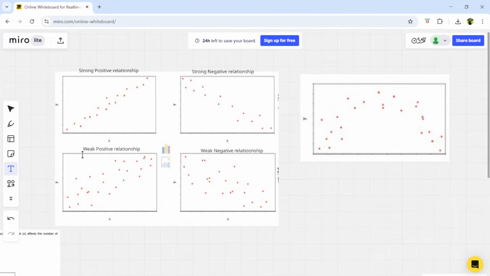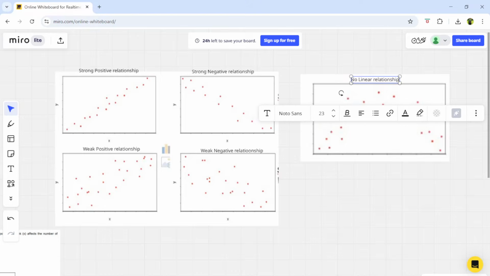Understand? So for this one, you're going to say there is no linear relationship between x and y variable. There's no linear relationship between x and y variable. And that is how you can tell the relationship or correlation using a scatter plot, right?